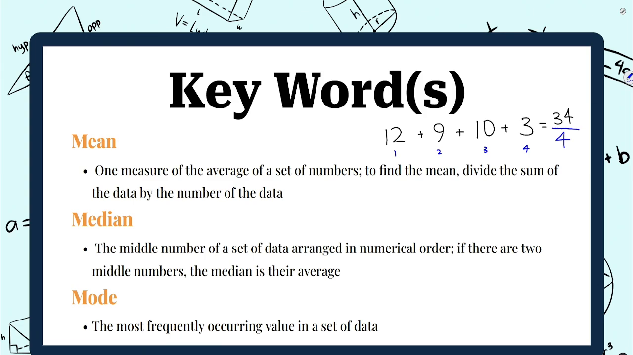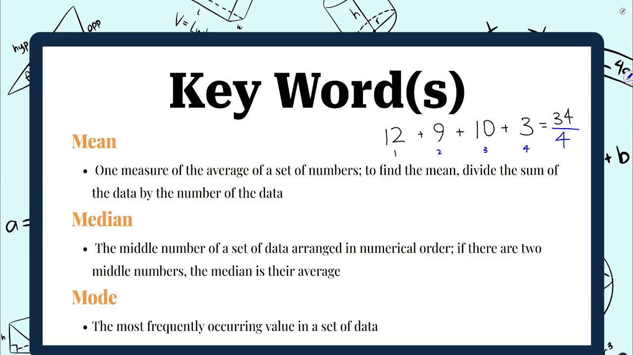So for our first example, the mean is we have 12, 9, 10, and 3. We're going to add them up. We get 34, and we divide it by 4. Now the median is the middle number of a set of data arranged in numerical order. If there are 2 middle numbers, the median is their average.